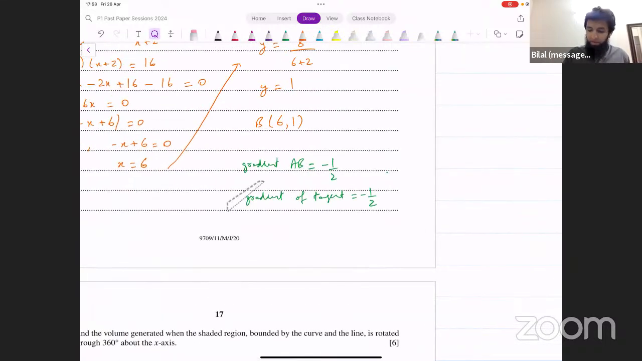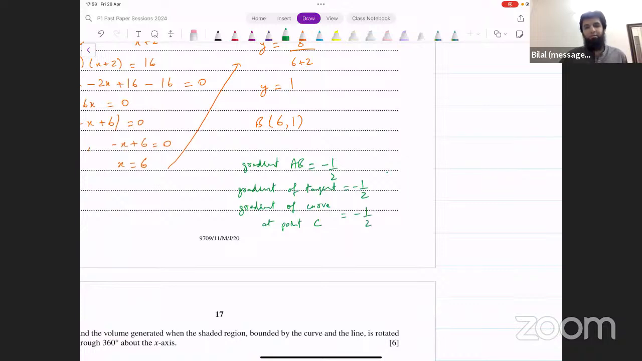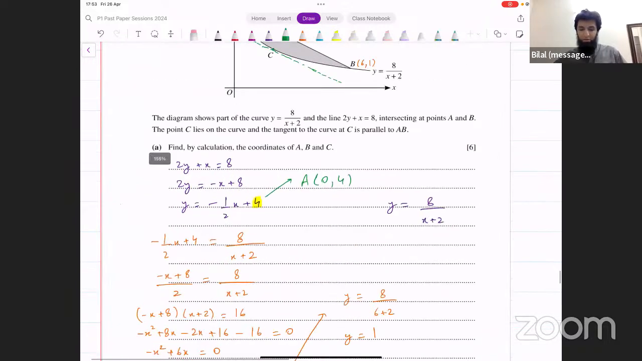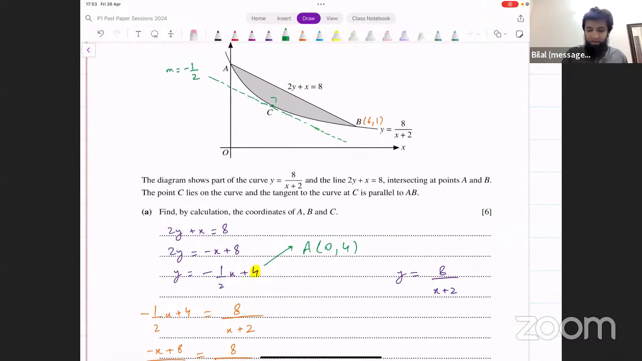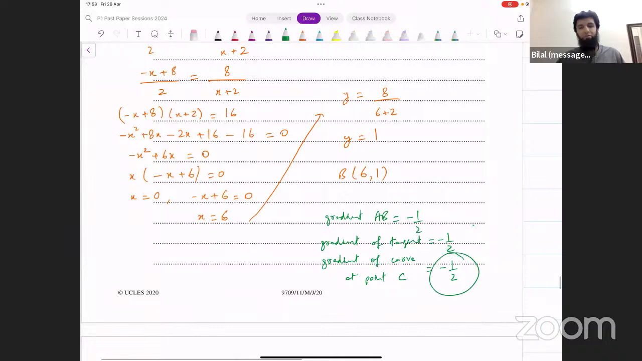Since AB's gradient is minus 1 over 2, we say the gradient of the tangent is also minus 1 over 2. And from that, it also follows that the gradient of the curve at the point C is also minus 1 over 2. Okay. And now, what we can do is, let's find the gradient of the curve at this point and equate that to minus 1 over 2, right?